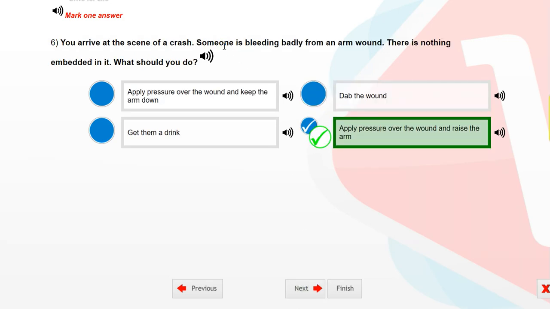You arrive at the scene of a crash. Someone is bleeding badly from an arm wound. There is nothing embedded in it. What should you do? Apply pressure over the wound and raise the arm.